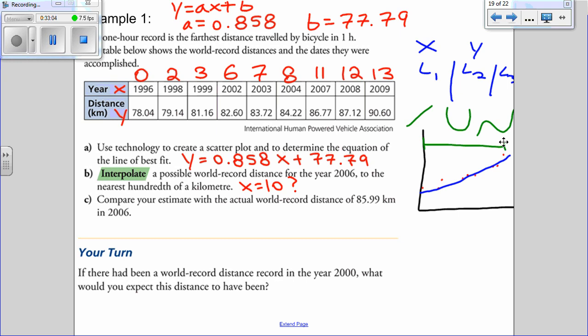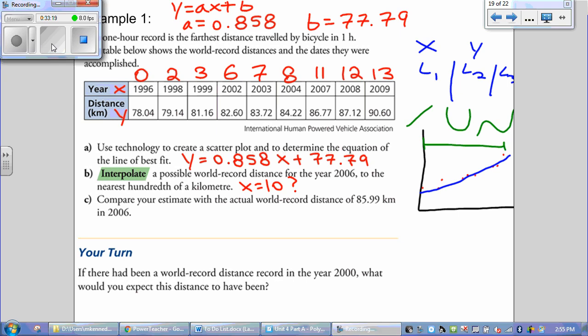So if you haven't graphed your line yet, on your calculator you can figure out where x is going to equal 10, because that's what they wanted to know. They wanted to interpolate: what do you think the world record was in 2006? That was year 10 for us. So on your calculator, you should be on your graph, you have a beautiful straight line, you hit trace, and then 10, and then enter. And it's going to show you where on that graph the year 2006 was, and it's going to predict the world record for you, which is our y variable. It predicts that it would be 86.378.